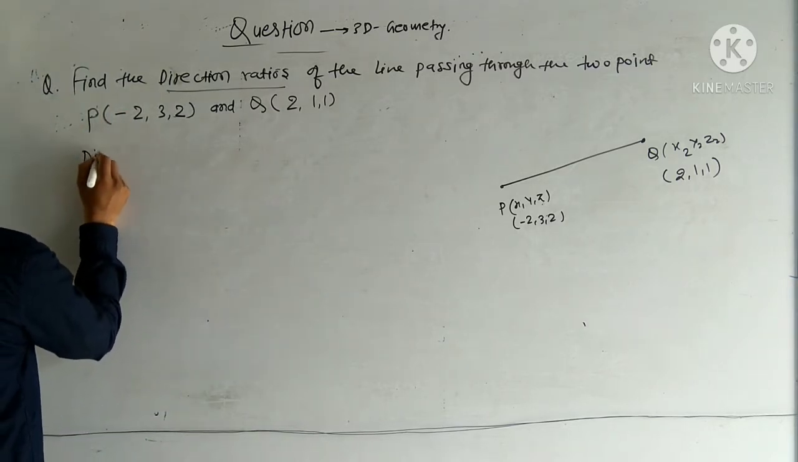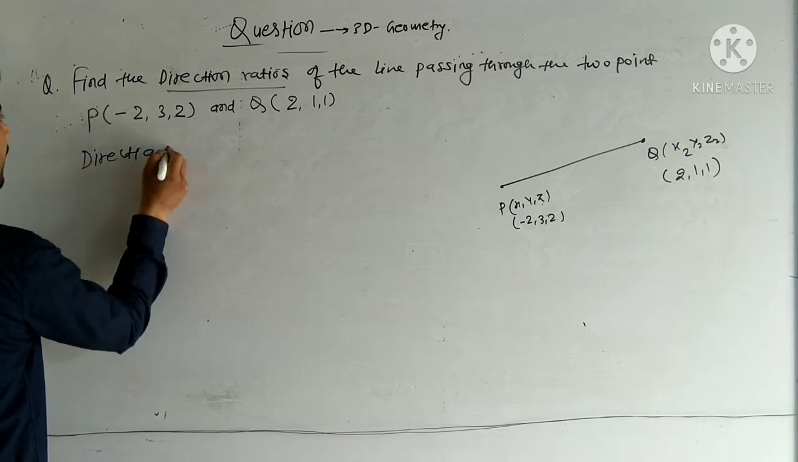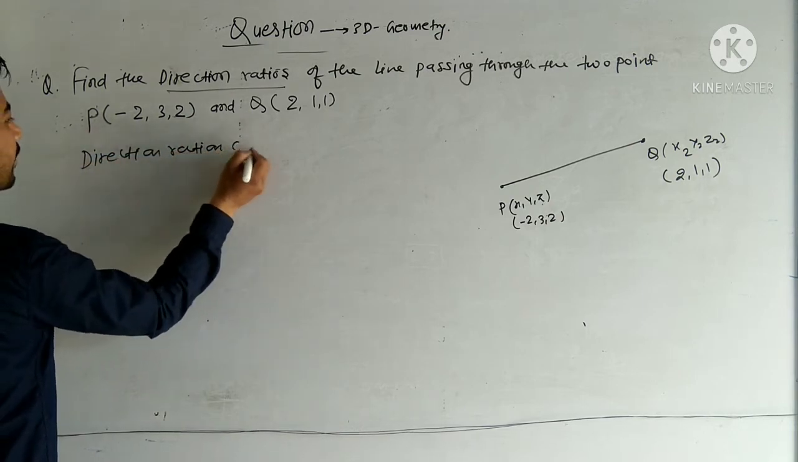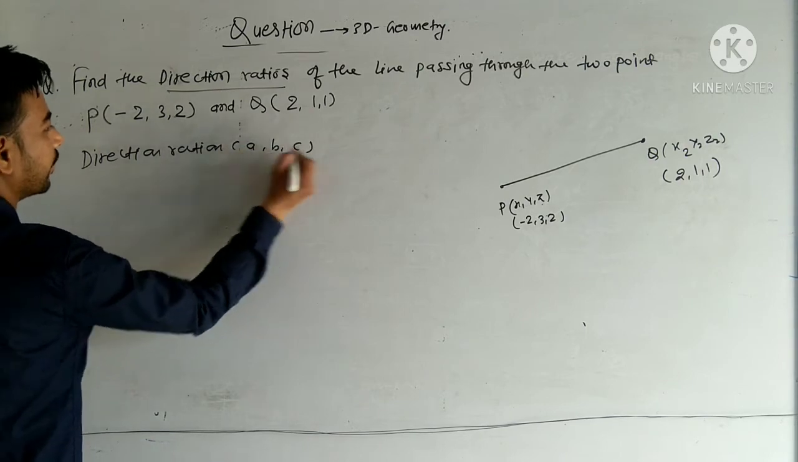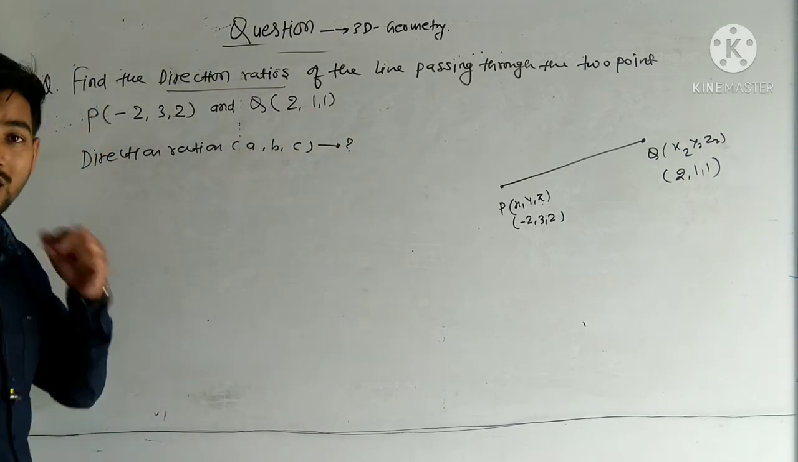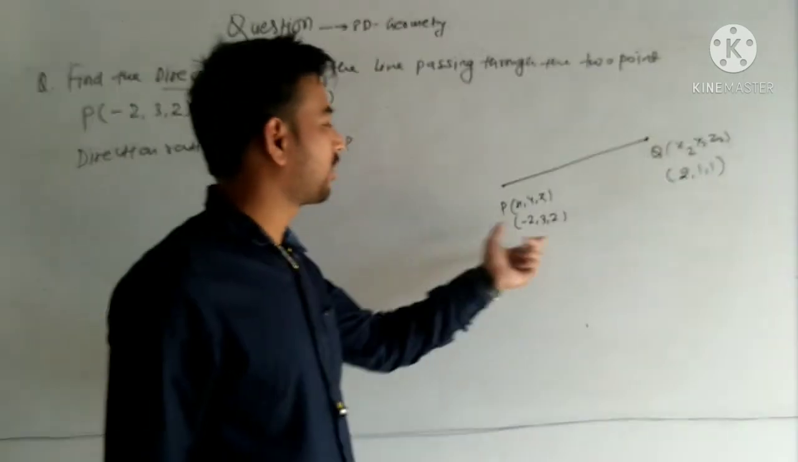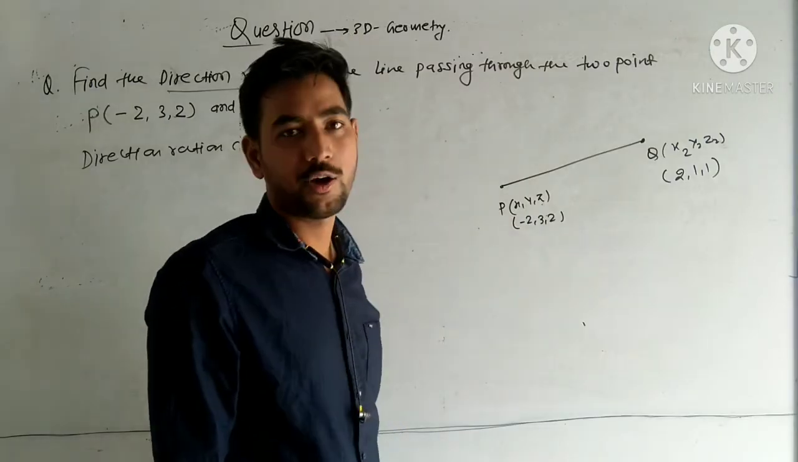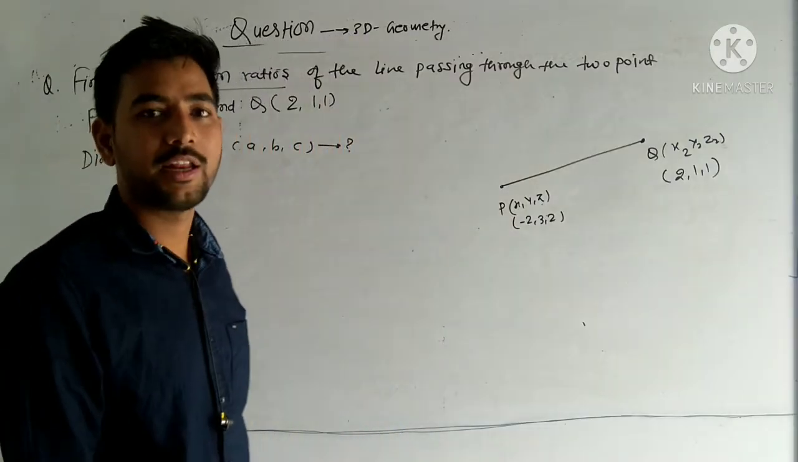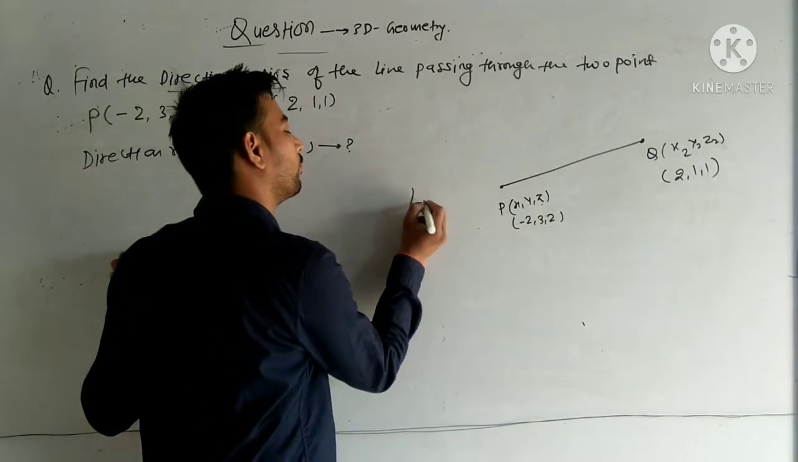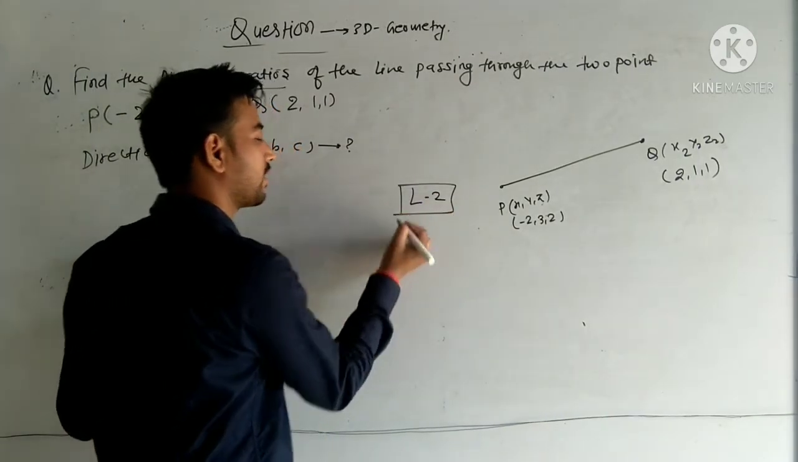Okay, direction ratios, no? Direction ratios means A, B, C. This value you have to find. If the line is passing through two points, then how will you find the direction ratios? I have explained in lecture number 2. You have to watch lecture number 2.